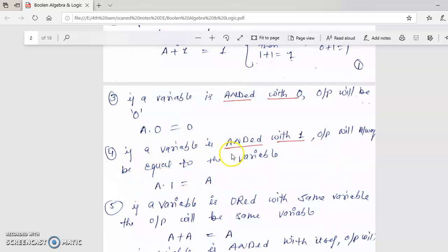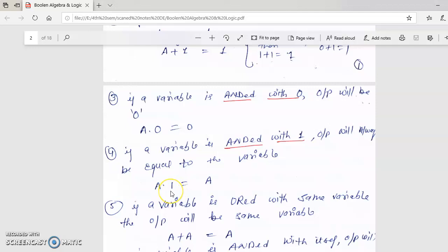If a variable is ANDed with 1, the output will always be equal to that variable. We get the same variable back. How? See, A dot 1, A ANDed with 1. If we take the value of A equivalent to 0, means 0 dot 1, then we always get 0. But here we are ANDing with 1. If a variable is ANDed with 1, we get the same variable.